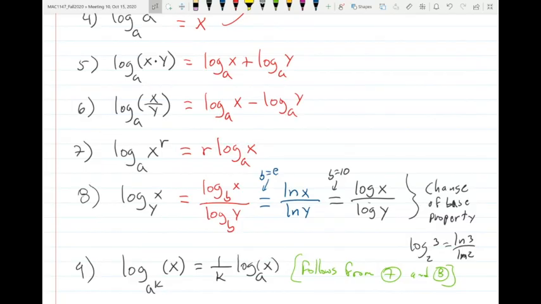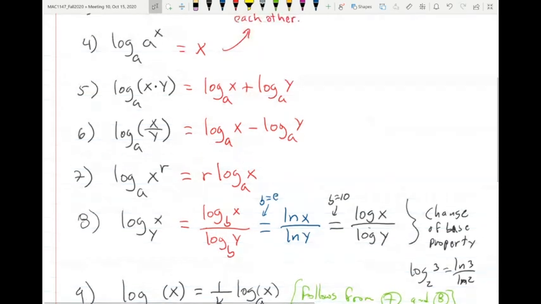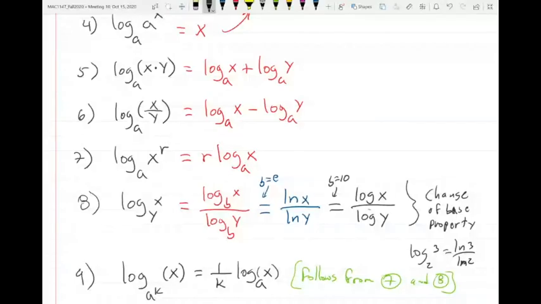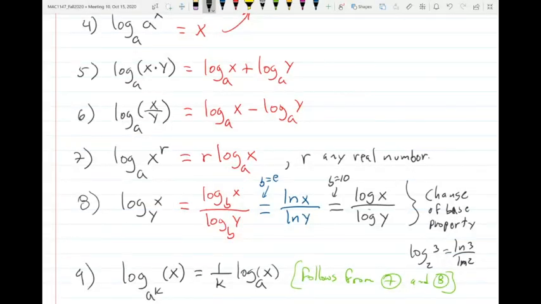Because I'm taking the approach like we're starting from scratch just to make sure that we have a good foundation here, okay? And again, for number 7, I forgot to include something important, and it's the fact that here the property works for any real number. Here r is any real number. It doesn't have to be an integer. Could be a fraction, a negative number, anything. r here is any real number, number 7.